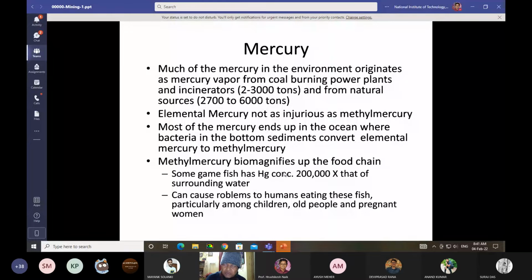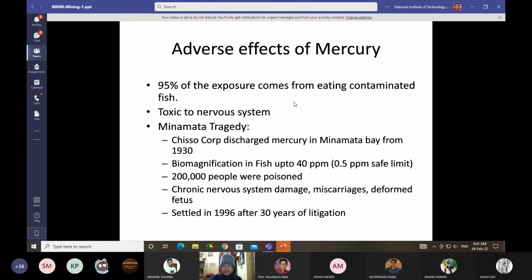People suffer because of the mercury concentration. So there are certain adverse effects of mercury. 95% of the exposure comes from eating contaminated fish, toxic to the nervous system. The Minamata tragedy took place in the 1930s. Mercury has caused many adverse effects.